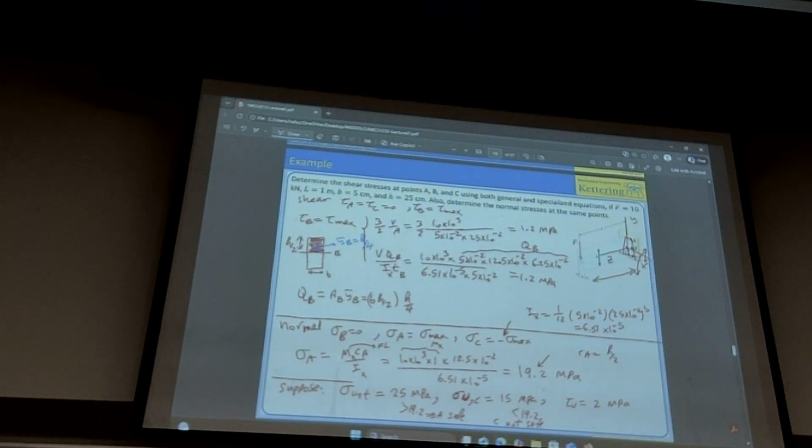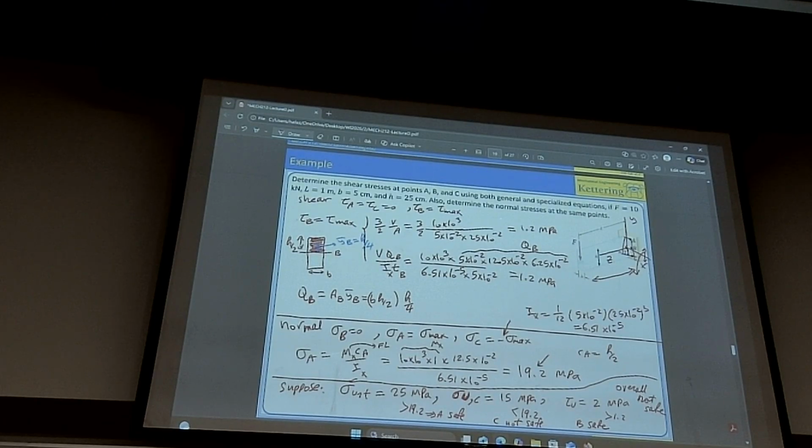And tau u is the shear strength. We have to be looking at point B, because this is greater than 1.2 for B, so B is safe. But one failure is too many, so overall not safe. Remember, if I just give you a sigma u value and I do not define comma t or comma c, that means they're the same in tension or compression.